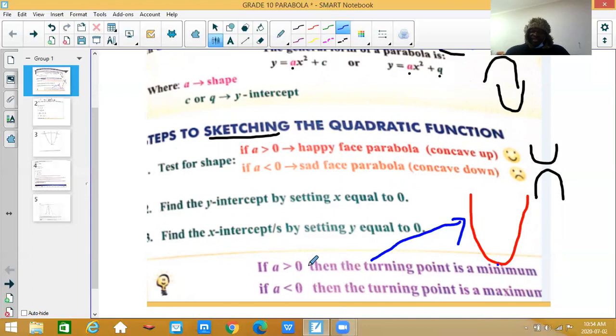Now, if A is negative, the graph will face downwards, implying that this graph here has a maximum turning point, and this one has a minimum turning point. Is that clear to you all? Right.